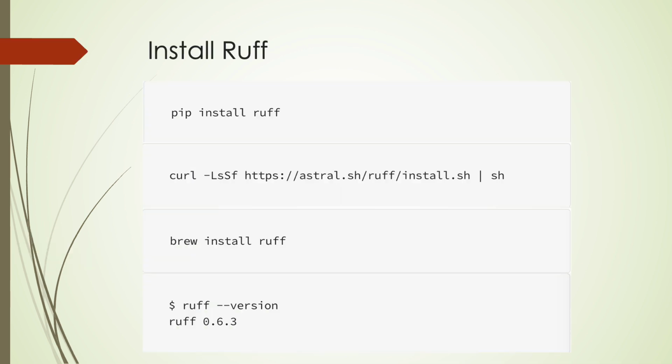Ruff can be installed directly with pip, which is the normal way to install it in CI pipelines, as will be introduced later. It can also be installed with standalone installers using curl. If you are a macOS Homebrew or Linux Brew user, you can also install Ruff with Brew. After it's installed, you can verify if it's installed successfully by running the ruff command in the console.